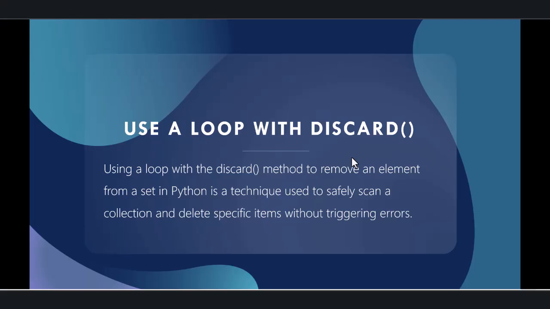Now we'll see the last method, that is using a loop with discard. Using a loop with the discard method to remove an element from a set in Python is a technique used to safely scan a collection and delete specific items without triggering errors. We already used the discard method, in which we pass some element inside the discard method to remove that element from the set. But here we will use the discard method along with a loop, and we will scan the collection and delete a specific item without triggering errors. We'll see how it works in an example.